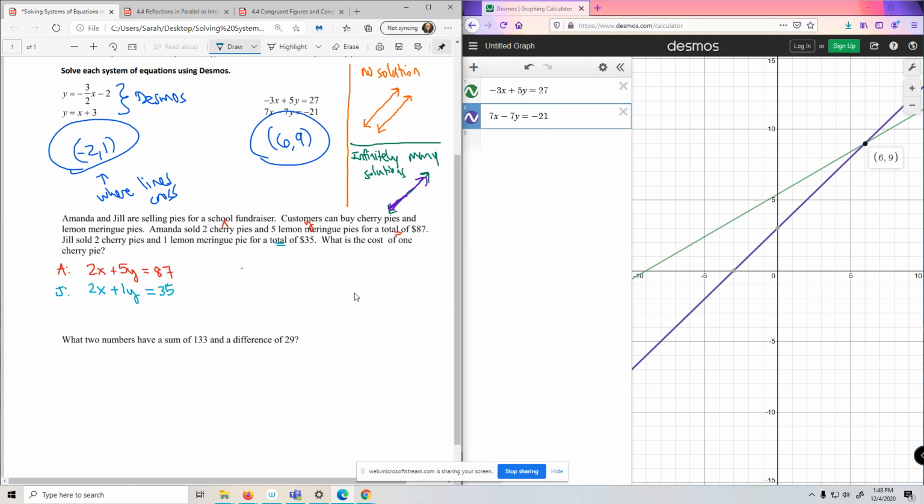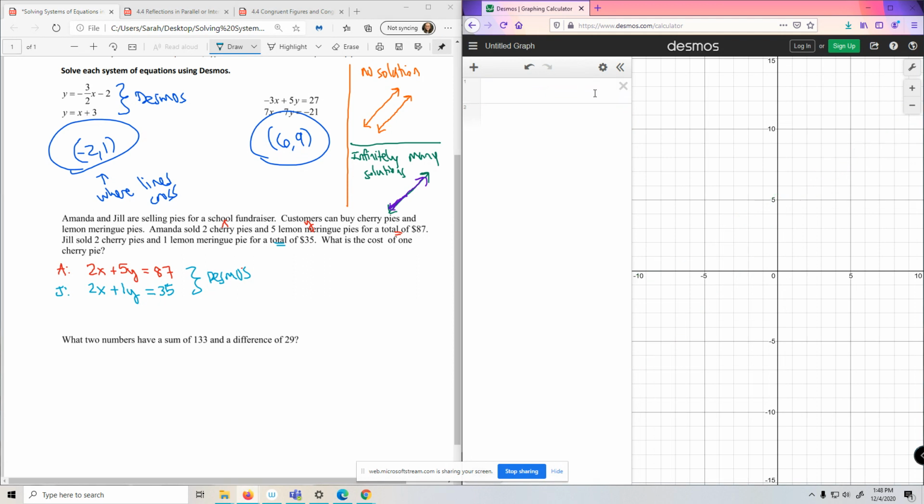You could solve the system by elimination if you would like, but much easier and much faster is going to be to solve it in Desmos. So now I'm going to take those two equations and type them into Desmos. I need to get rid of my old ones first, though.